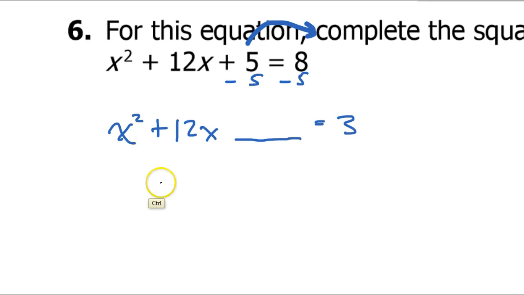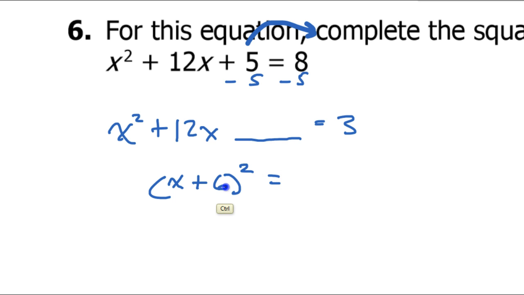Now, I can take this and rewrite it as a binomial squared. What goes inside of this parentheses? Well, don't change the sign. Just regular 6. So we'll just have x plus 6 in there. And yes, that comes from just doing half of that 12. So that's going to be 6.